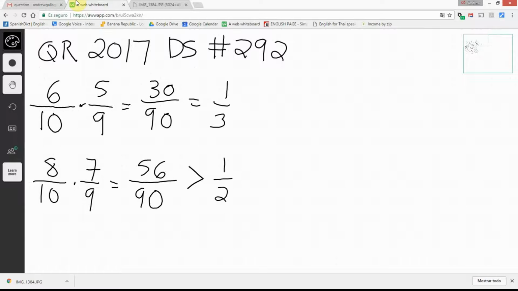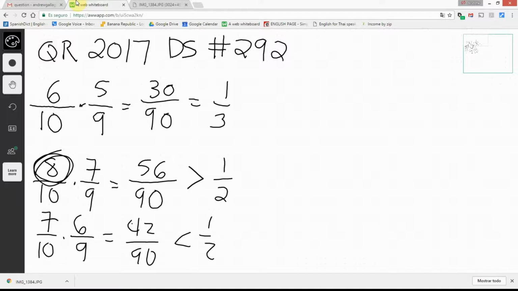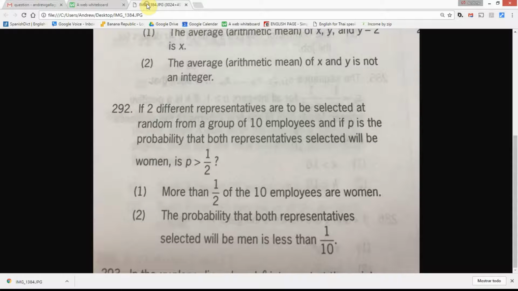I don't think it's going to work with 7 women, but let's try it just to be sure. 7 out of 10, 6 out of 9, that's going to be 42 out of 90. That is smaller than 1/2. So you need at least 8 women. So we've determined that you need at least 8 women to have a probability greater than 1/2. Now, statement 1 does not tell us that you have at least 8 women. It tells us that you have at least 6 women. So that's not sufficient.